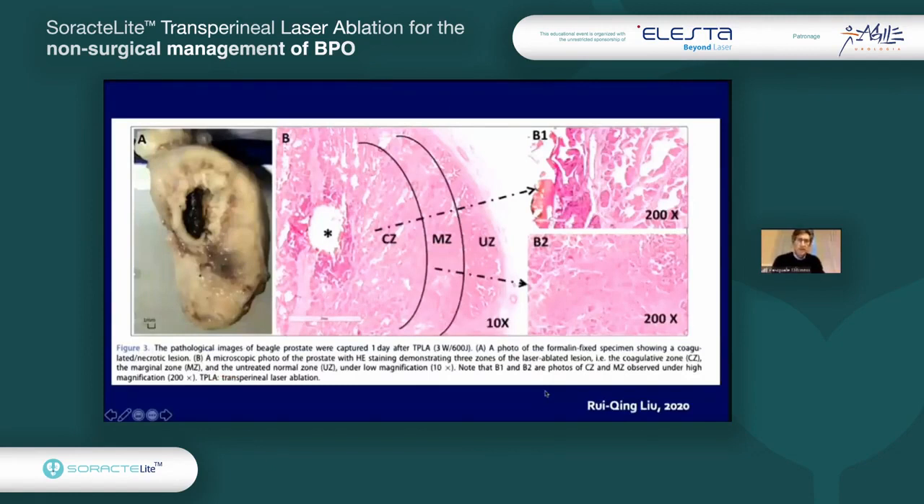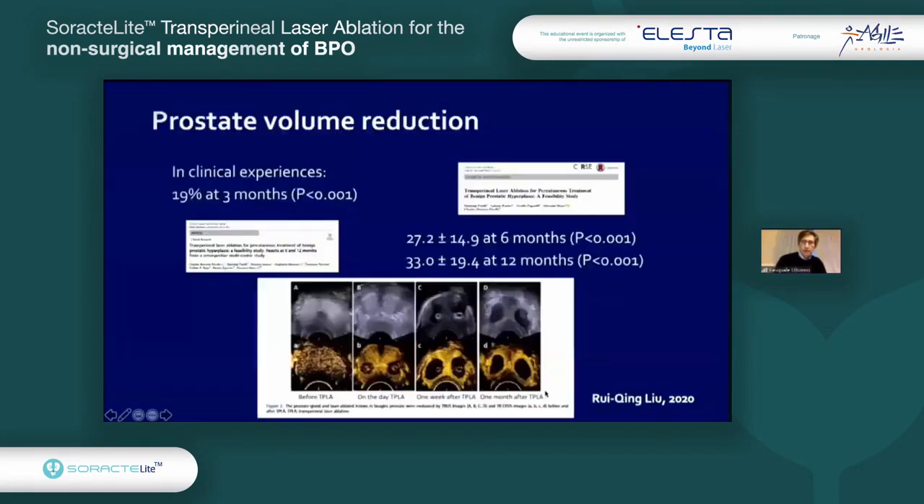This is very interesting, a photograph of the 3 zones where we can see the lesion. The central zone is the coagulated zone, with necrotic tissue. Then there is a marginal zone with main inflammatory cell infiltration, and then the peripheral zone, untouched and untreated. So the prostate volume reduction in clinical experience in humans went from 19% at 3 months to 27% at 6, to 33% at 12 months. Quite very good results.